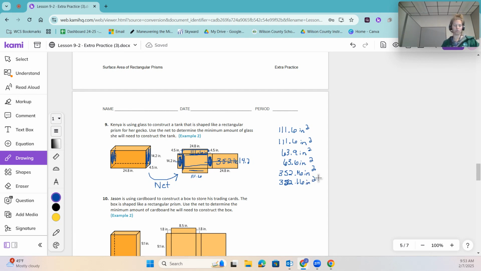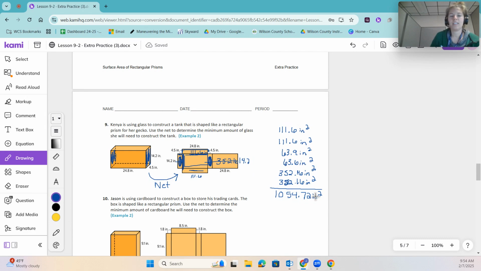Then I'm going to add all of those up, and that is going to give me a total of 1,054.72 inches squared. And it is inches squared because we're just talking about area. It's two-dimensional around the outside. It's not filling up the whole thing. So my surface area here would be, we would need about 1,054.72 inches squared of glass.